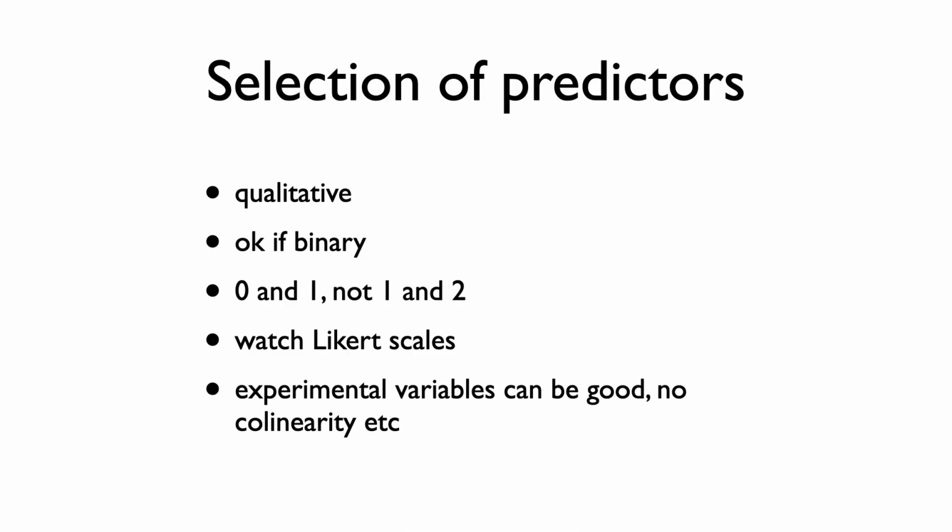Also, if you have an experimental variable, different groups, 0 and 1, that's easy, you can do that. 0 for the control group, 1 for the experimental group. So you're not going to have any multicollinearity if you design the experiment. Now, what do you do in a case where you have something like hair color? Well, you do something called dummy coding.